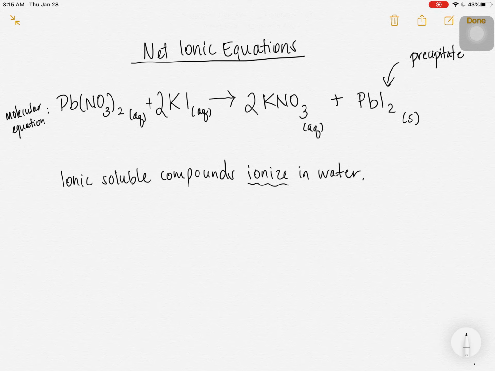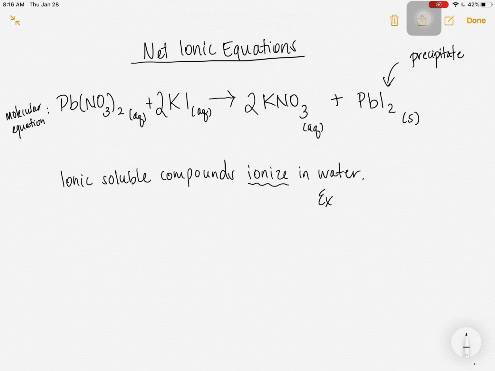Now, that's kind of a broad definition, and I will tell you right now that there's an exception to that. However, this is not the time to learn that exception. That's going to come later. So for now, we're going to say that if it's ionic and soluble, it's going to ionize. So this is ionic and soluble, so is this, and so is this. So that means that those three compounds really don't look like that in water.